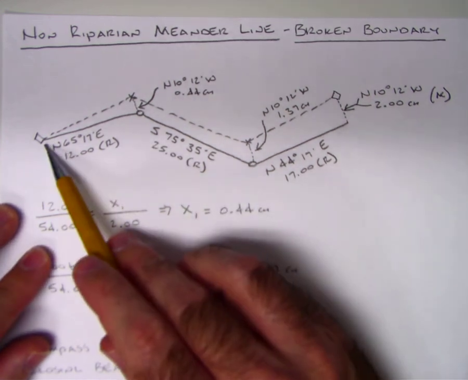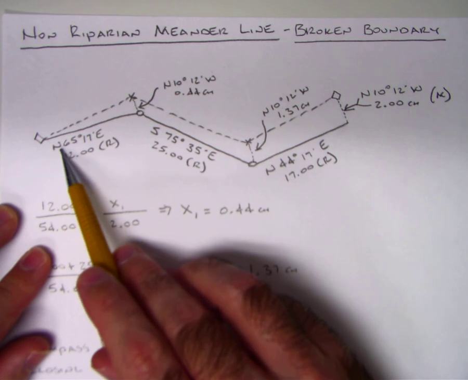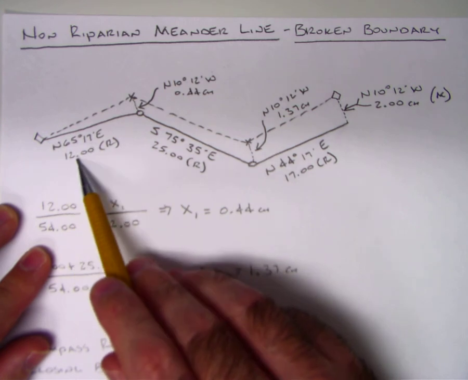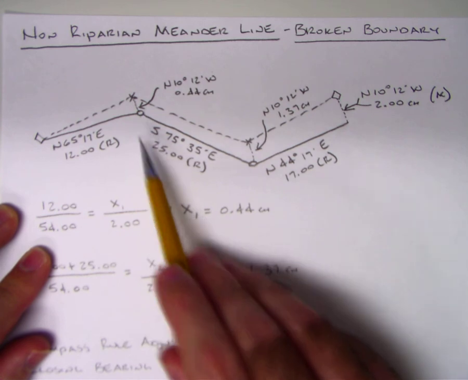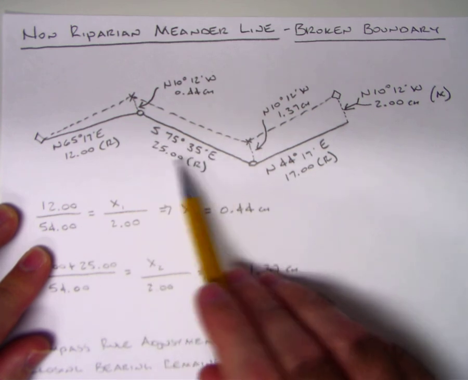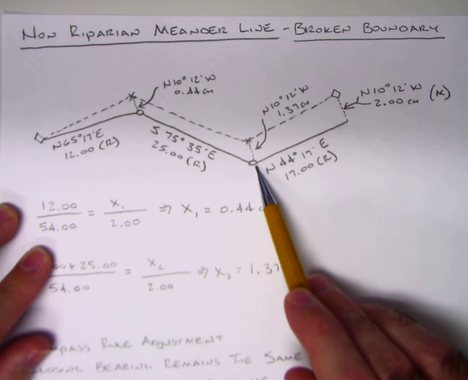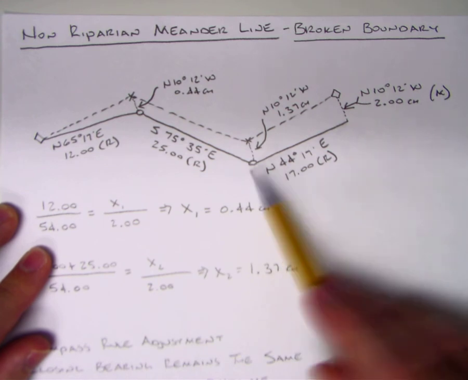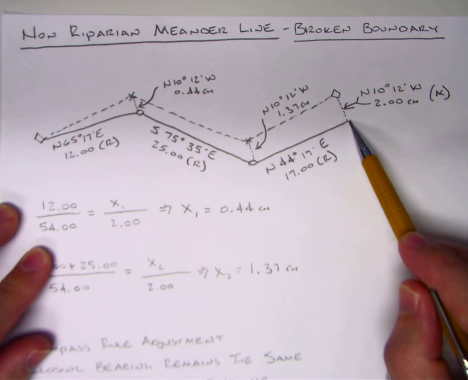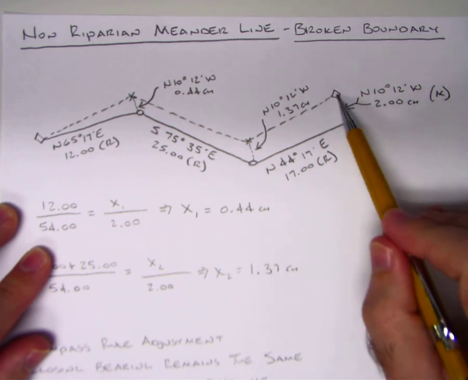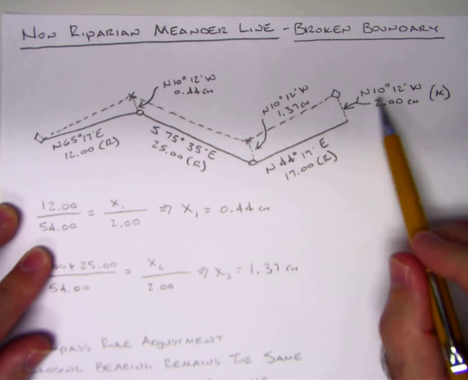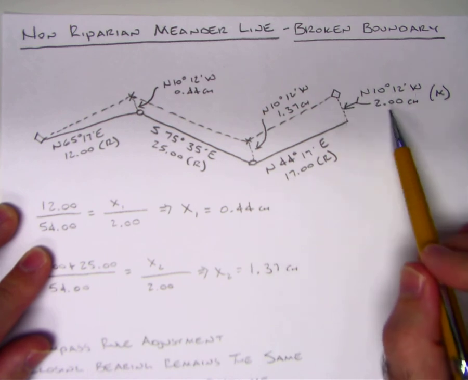And so starting here, you run the record, north 65 degrees, 17 minutes east, 12 chains, and you put a temporary point here. Then south 75 degrees, 35 minutes east, 25 chains, you put a temporary point here. Then north 44 degrees, 17 minutes east, 17 chains, you put a temporary point here. And then you measure the distance from this temporary point to the existent corner, which is north 10 degrees, 12 minutes west, 2 chains.